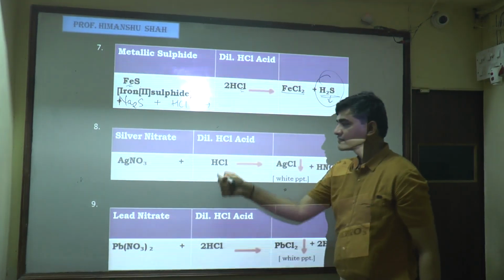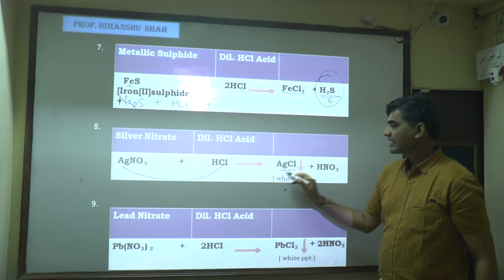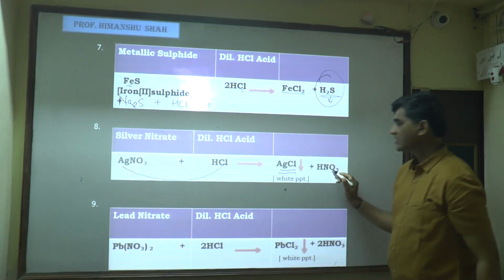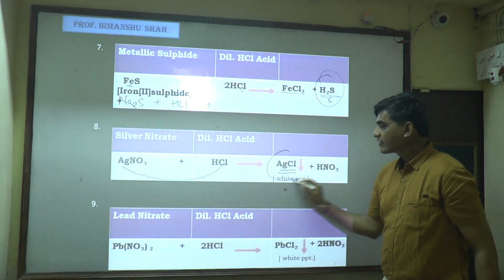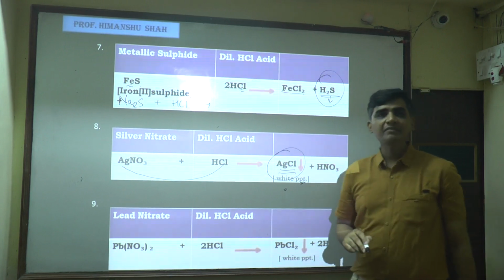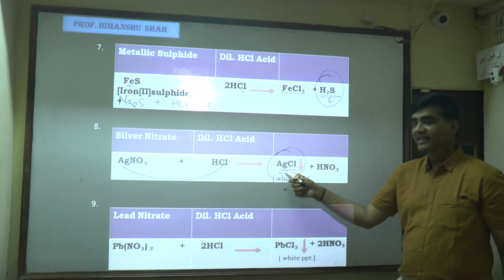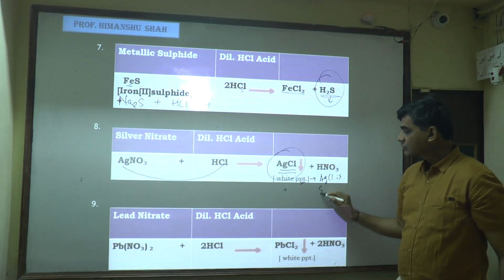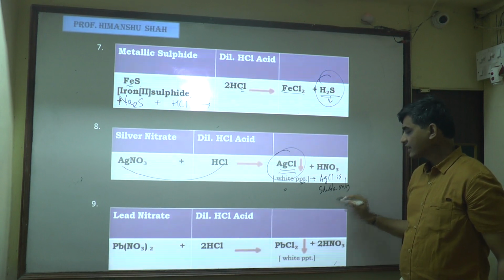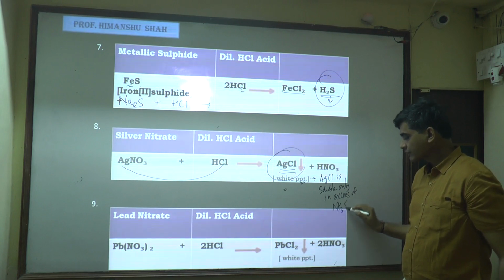Silver nitrate, when treated with hydrochloric acid: Ag and Cl will form AgCl, H and NO3 form HNO3. AgCl is a white precipitate. What do you mean by precipitate? Precipitate means insoluble salt. When silver nitrate is mixed with hydrochloric acid, you get a white precipitate of AgCl, and this AgCl is soluble only in excess of ammonia solution. Ammonia solution can also be called NH4OH.